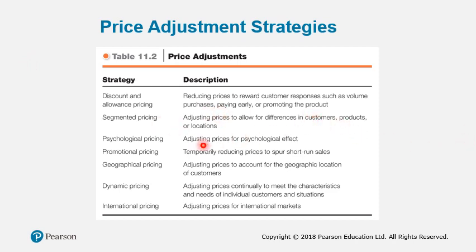Next is psychological pricing. Now, psychological pricing is adjusting the prices to psychological effect. So typically, psychological pricing is related to the numbers, right? For example, if you see this particular price, RM 9 ringgit 99 cents.